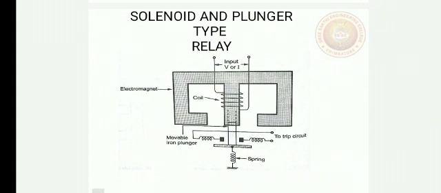And third one is solenoid and plunger type relay. It consists of a solenoid, which is nothing but an electromagnet. It also consists of a movable iron plunger. Under normal conditions, the spring holds the plunger in a position such that it cannot make contact with trip circuit contacts. Under fault conditions, when current through the relay coil increases, the solenoid draws the plunger upwards. Due to this, it makes contact with the trip circuit contacts, which results in the opening of the circuit breaker.